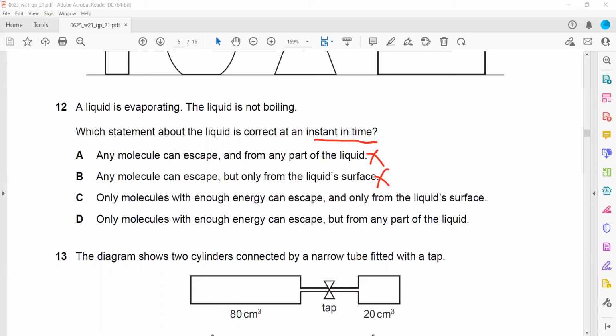What happens in evaporation is that the molecules which have the highest amount of energy can go out by breaking the intermolecular forces. So the most energetic molecules at the surface of a liquid can escape, not any molecule. So C is the right answer for this.